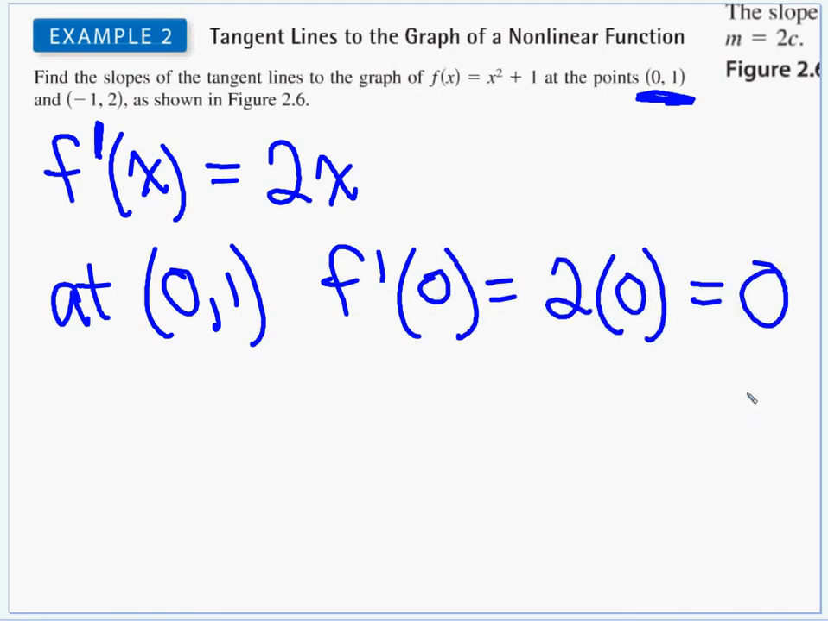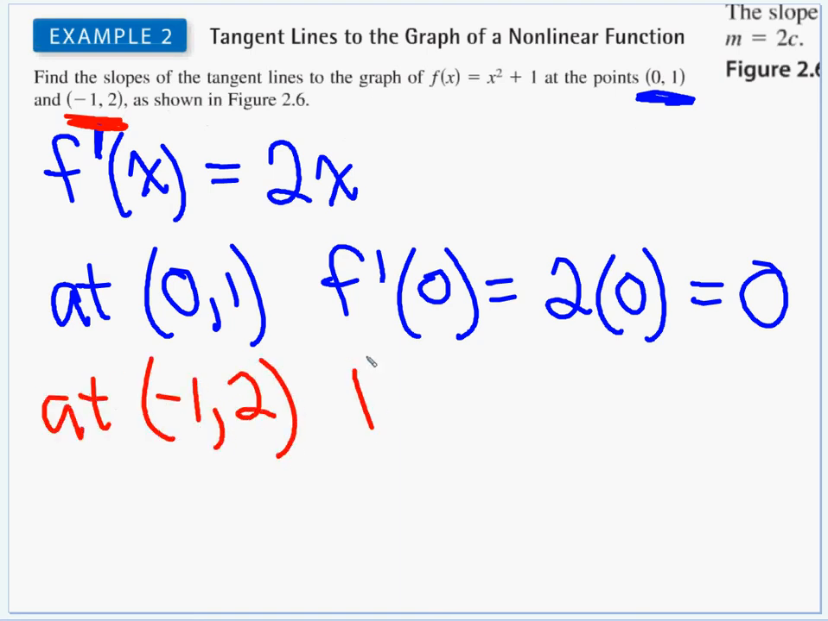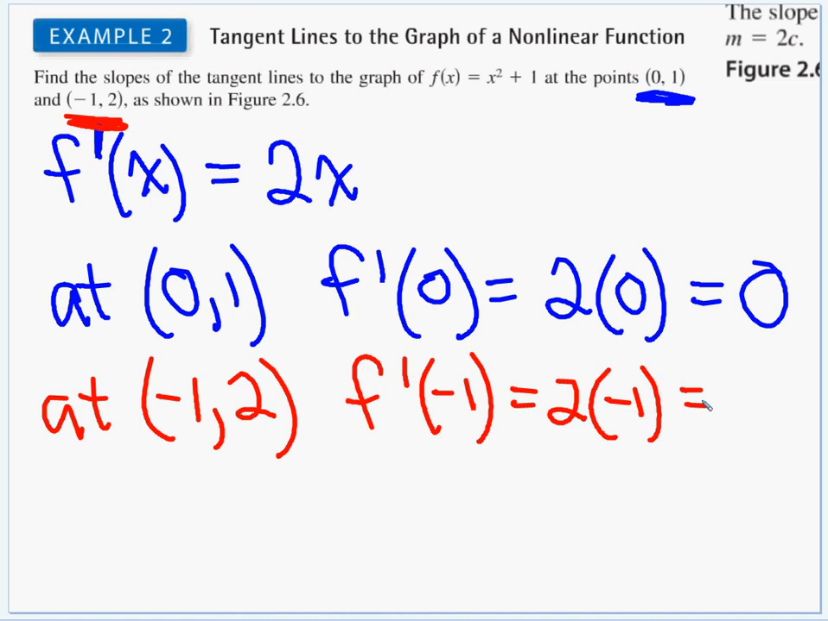Our slope would be 0. Remember, 0 slope would be horizontal. They also asked us at negative 1, 2. At negative 1, 2, f prime of negative 1 would be 2 times negative 1, or negative 2.